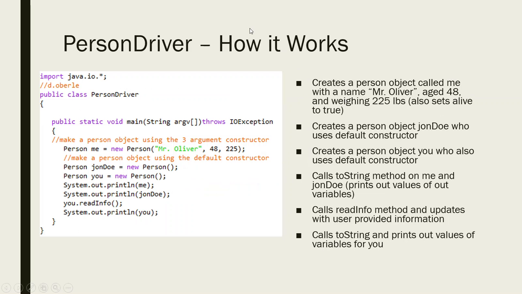So now here's what we have for our person driver. Again, I'm going to give this to you. You're going to have this to run. What's going to happen is the person driver is set up to run, and it's going to create a new person called Mr. Oliver, who's 48 and weighs 225 pounds.